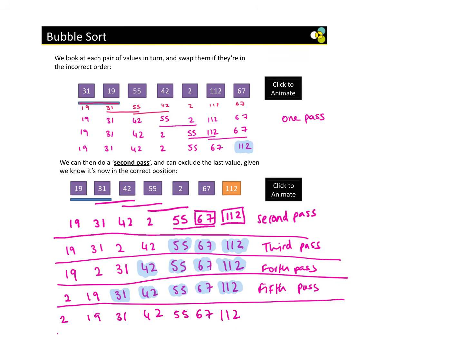Okay, so this is our sixth pass. Stop. Okay, we stopped because there were no swaps on this pass. So we stopped because there were no swaps.